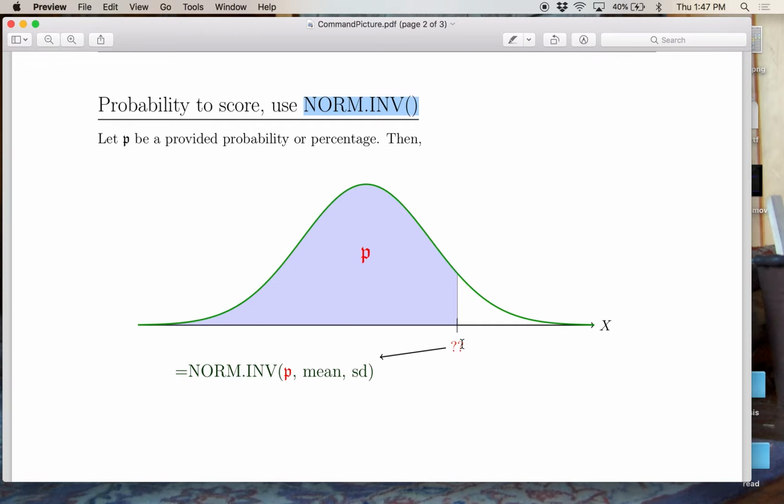And instead of knowing the score or the value along the horizontal axis, we're actually going to know the probability in the tail. And what the norm.inverse function is going to do is essentially tell us what the score is that has this probability to the left.